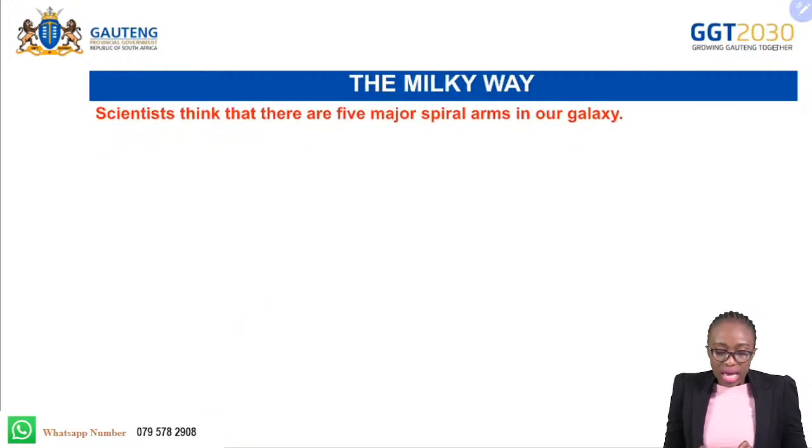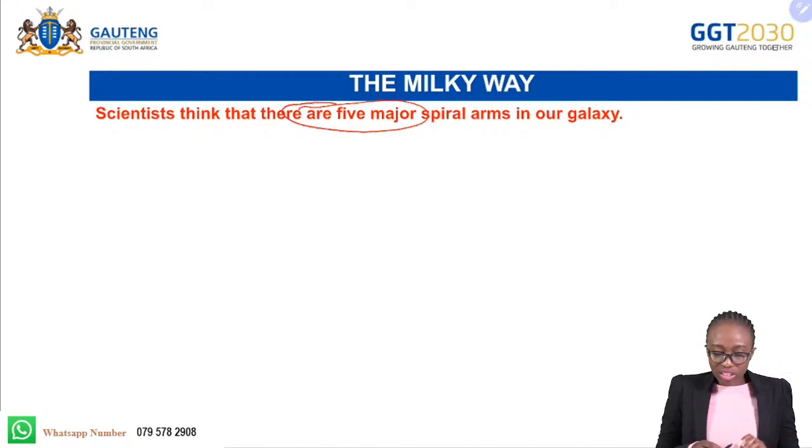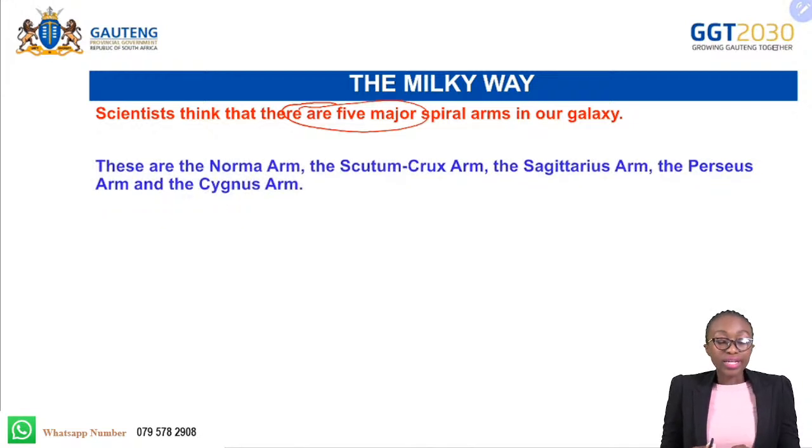Now let's talk more about the shape of our galaxy. Scientists think that there are 5 major spiral arms in our galaxy, the major ones, the big ones. These are the Norma arm, the Scutum-Crux arm, the Sagittarius arm, the Perseus arm, and the Cygnus arm. These are the 5 major arms that are thought to belong to our galaxy, the Milky Way galaxy.